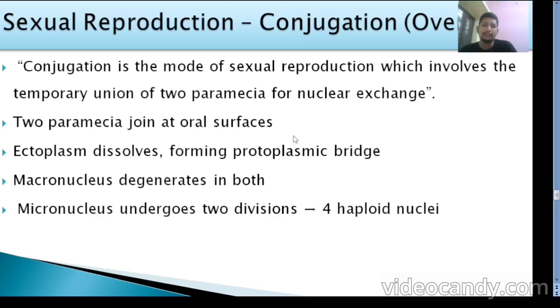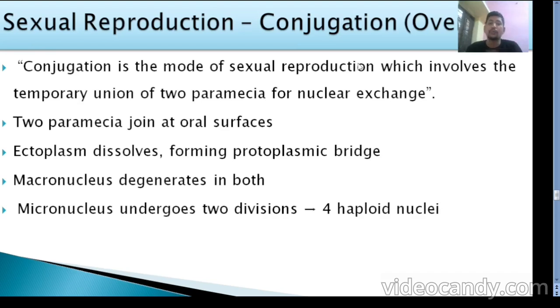Now we will move to the sexual reproduction. As I told you, we are focusing on conjugation. So what is conjugation? Remember, conjugation is a type of sexual reproduction which involves a temporary fusion of two paramecia. For example, if we imagine one paramecium and another paramecium, the two paramecia come in contact with each other temporarily. It is a temporary union, only for a certain period of time. It's not a permanent union.